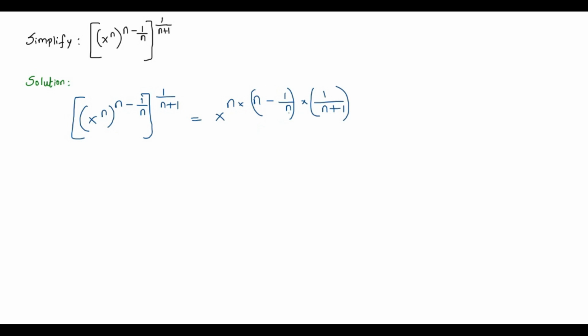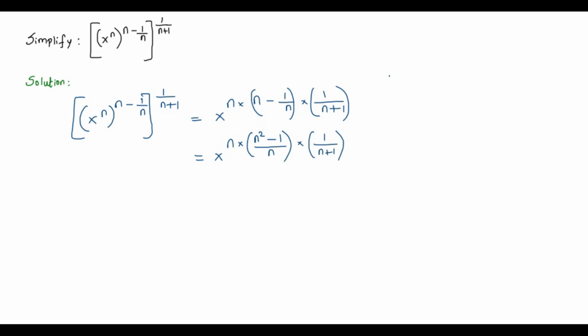For that, I am going to multiply the denominator n by this n. Once this multiplication is done, we can take the denominator n in common. So let's do it in the next step, that is x to the power of n times (n square minus 1) divided by n times 1 divided by (n plus 1).